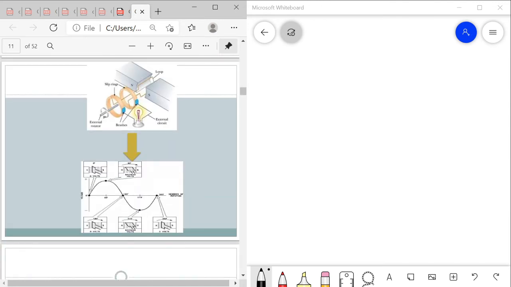So this one is the brushes of your alternator, and these are the magnets, the slip rings, and your load, the external circuit.